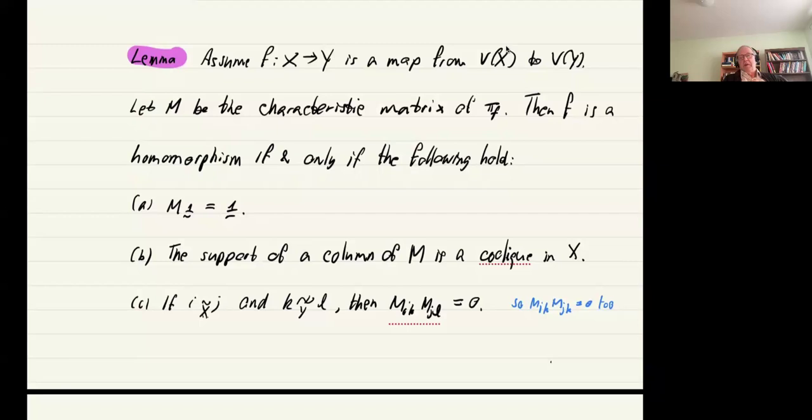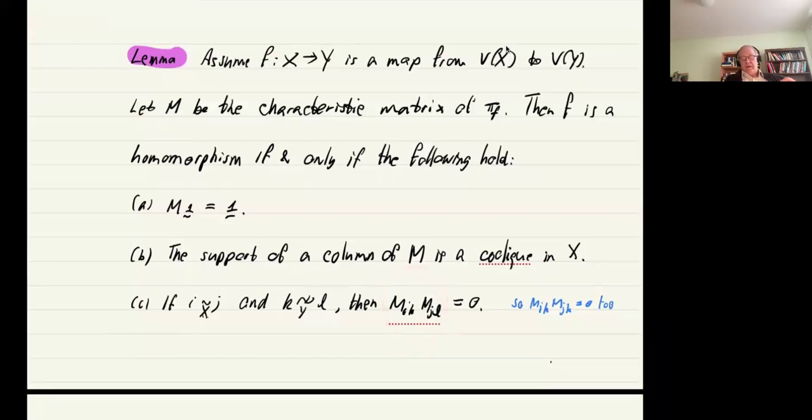Okay, it's a function. Now, we have to be really careful about this, because when we get to quantum homomorphisms, which I need to discover, we're not dealing with functions anymore, we're dealing with relations, and so the difference matters. But it's a function. The support of a column of M is a co-clique, because the pre-image of a vertex under a homomorphism is a co-clique. And this last one's a little complicated to parse, and you need a bit of practice to think about it for a while. But if two vertices I and J are adjacent in X, and K and L are not adjacent in Y, then this product is 0.